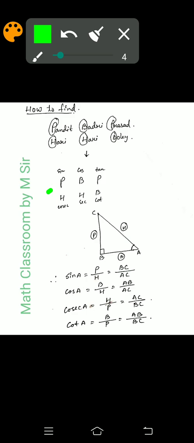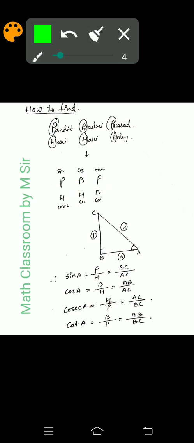In case of the sine function, it will be like this: sine theta equals p by h, cos equals b by h, and tan equals p by b. Similarly, cosec equals h by p, cot equals b by p, and sec equals h by b. It will be better if we understand this from a diagram.